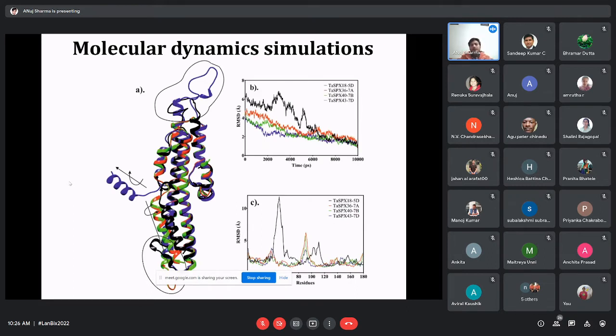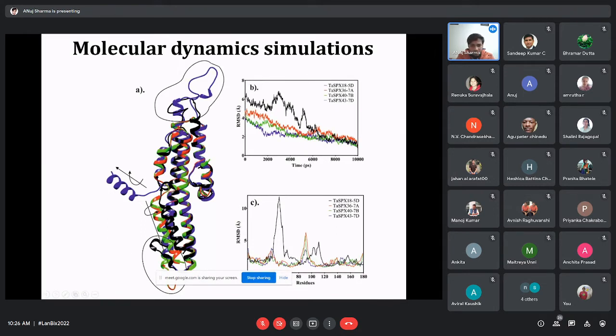We have also conducted molecular dynamics simulation to study their stability at the level of protein. Based on the graph, you can see that in the early stage they are highly fluctuating and not stable, but after 6000 ps they are stable. So now we can say that these are stable proteins and can be utilized for transgenic approaches, as well as CRISPR-Cas9 or other reverse genetic approaches.